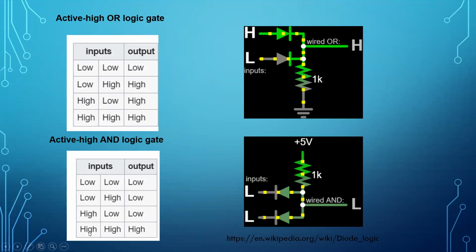If both the inputs of the diodes become high, then both the diodes will be reverse biased and the circuit will disconnect, and no current will be flowing in the resistor. So whatever voltage is appearing here will come to this terminal, and it will go high. So high only can give you high. If any one input is low, your output will be low.